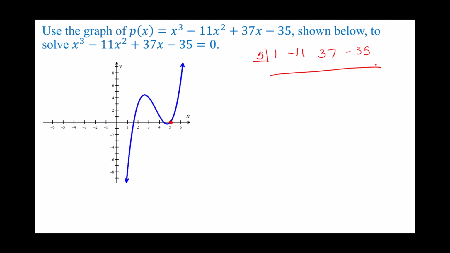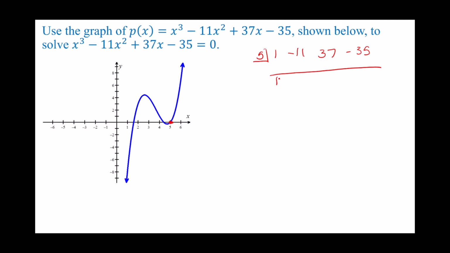Looking at the graph, I can't see what the other zeros are exactly. I know the one is somewhere between 1 and 2. The other one is somewhere between 4 and 5. But if I do some synthetic division, maybe I can finish from there, either factor or use the quadratic formula.